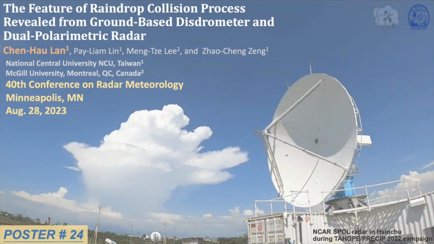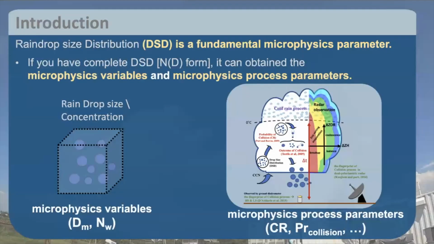I will try to introduce my poster, the feature of raindrop collision process, reviewed from ground-based disdrometer and dual-polarimetric radar. So if we want to analyze the raindrop collision process, we need the information of a DSD. The variation of a DSD can describe the microphysics variables such as the mean diameter and the number concentration, and also the microphysics process parameters.